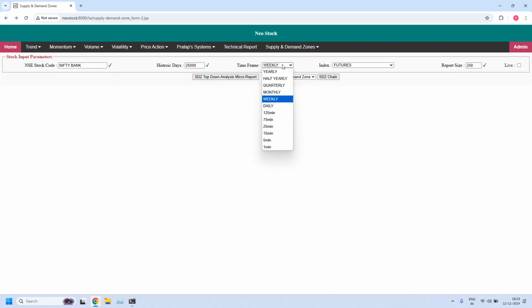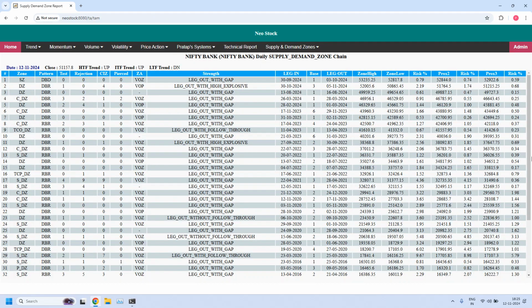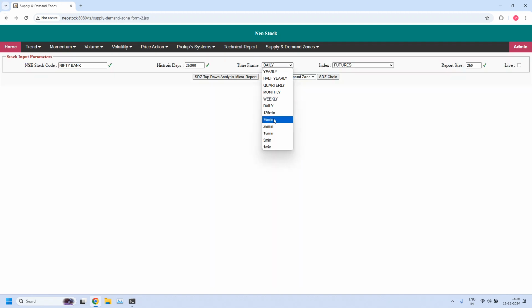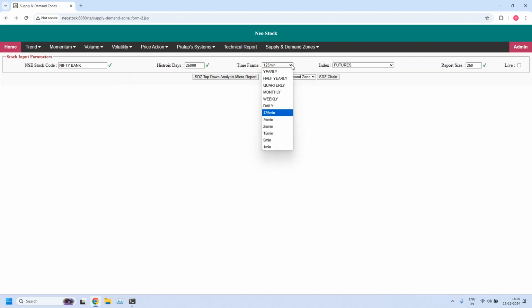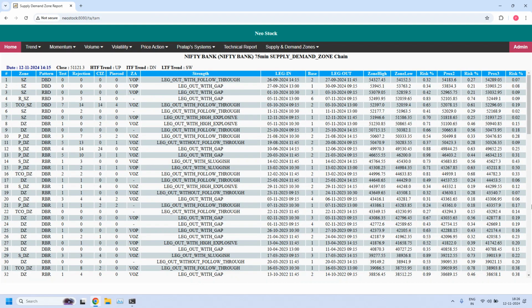Next time frame is daily, generating daily supply demand zone chain for BANKNIFTY. Next time frame is 125 minutes, and 125 minute supply demand zone chain for BANKNIFTY. Next time frame is 75 minutes, 75 minute supply demand zone chain for BANKNIFTY.